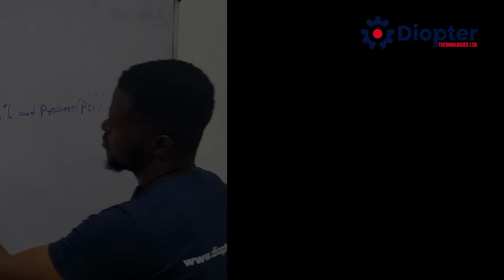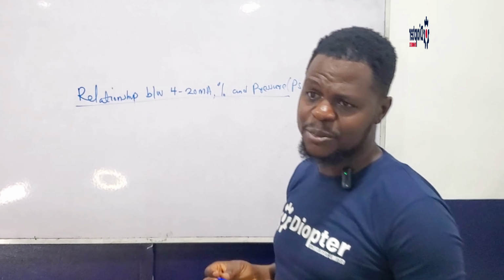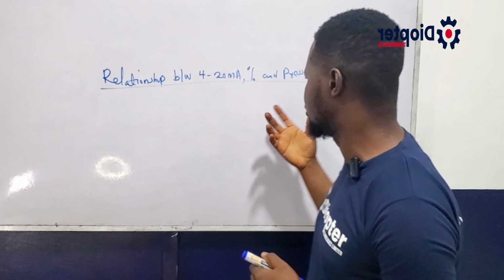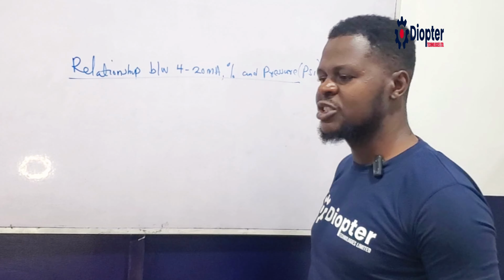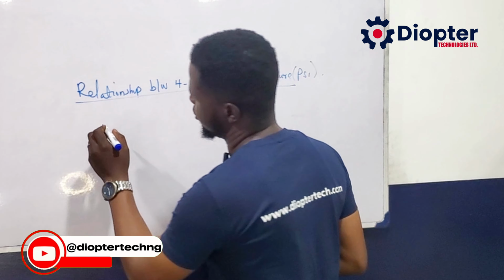In my previous video, we talked about what PSI means. PSI means pound per square inch, so it's a unit of pressure. If you've not seen that video, you can go back and watch it. So let's look at the relationship.